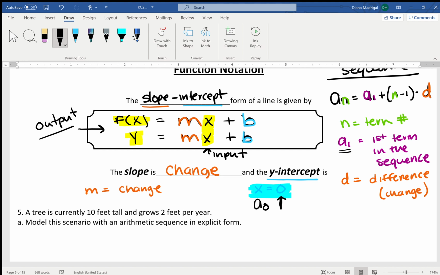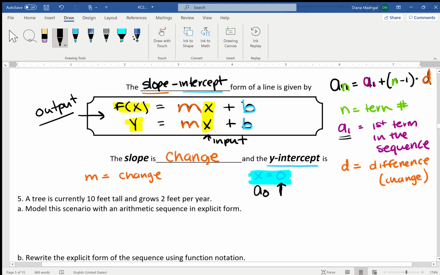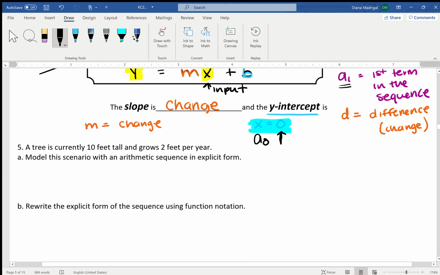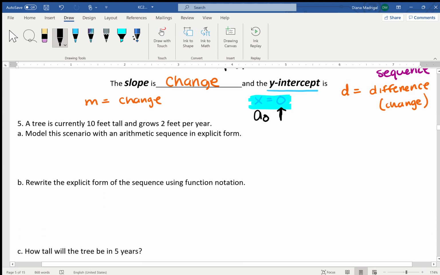Really easy how to do this, okay? You just have to understand what the problem is giving you, okay? So let's try the first problem together. This is the problem right here.